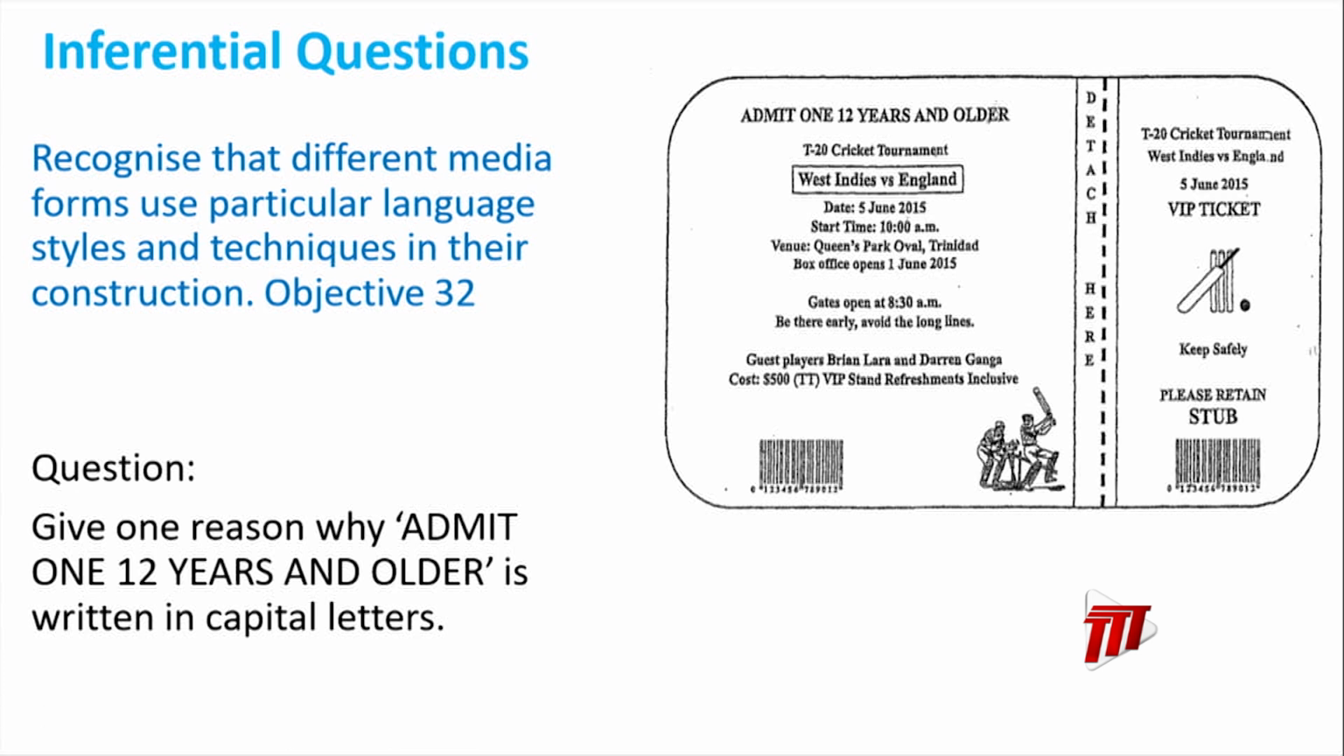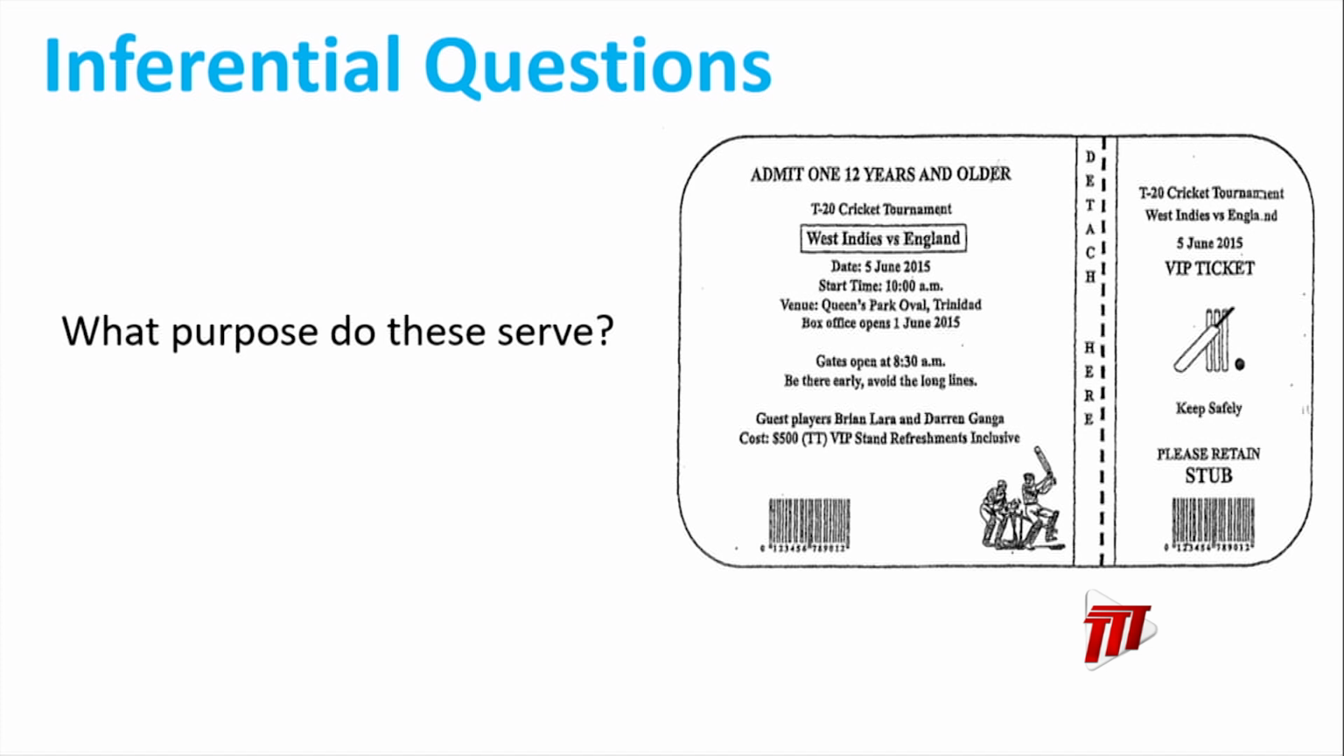So an example of this would be, give one reason why "ADMIT 1, 12 YEARS AND OLDER" is written in capital letters. So, what purpose does this serve? Why is it written in capital letters? Well, it's to persuade somebody to buy the ticket because it's for someone 12 years and older, or it could be to highlight to the person, or to draw their attention to the fact that someone who buys this ticket can only use it if they are 12 years or older.